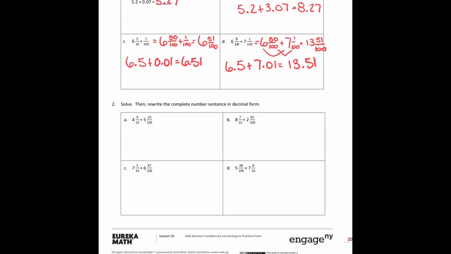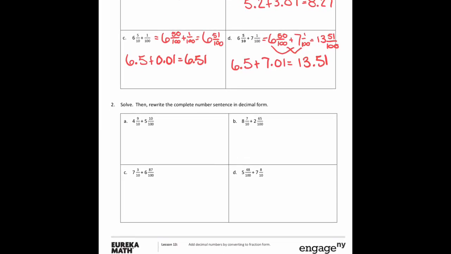Okay, let's look at number 2. We have 4 and 9 tenths plus 5 and 10 hundredths. So I'm going to rewrite that as 4 and 90 hundredths plus 5 and 10 hundredths. And when I add the whole numbers, 5 and 4 give you 9. And I add 90 hundredths and 10 hundredths, I actually get 100 hundredths, which is another whole. So instead of 9 and 100 hundredths, I would just rewrite that as 10.